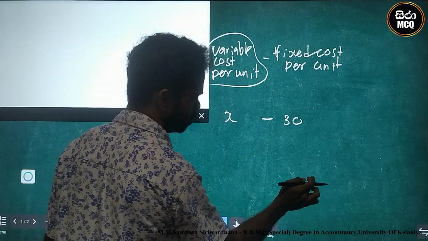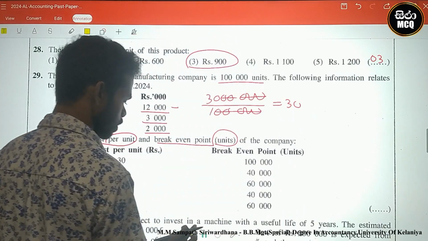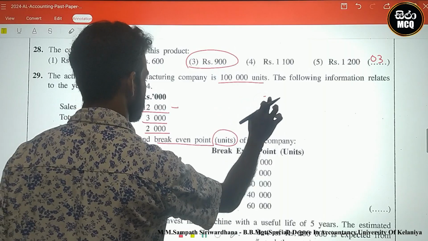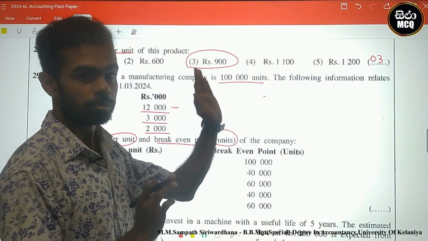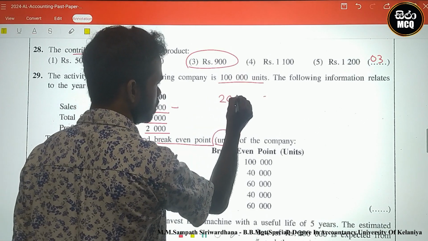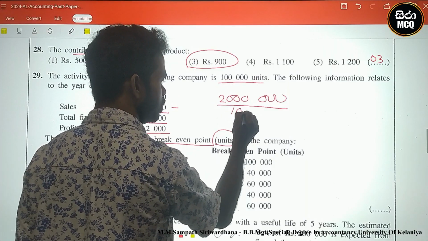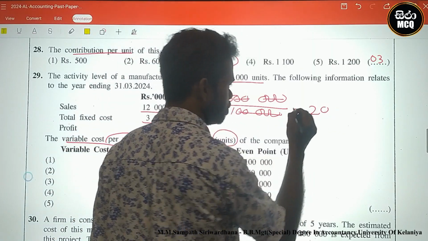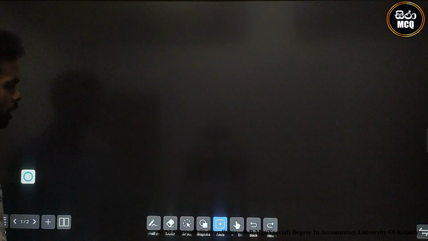Next one. There is the answer for profit. Profit is related to 100,000 units, and we want profit per unit. Therefore, 2,000 profit related to 100,000 units, I divide by 100,000 units. After that, we can find 20 is the per unit profit. I use this answer, 20.